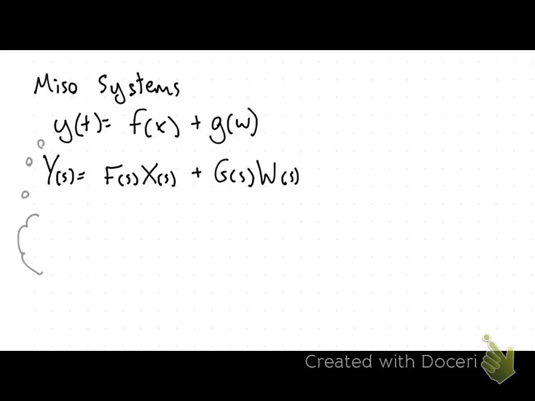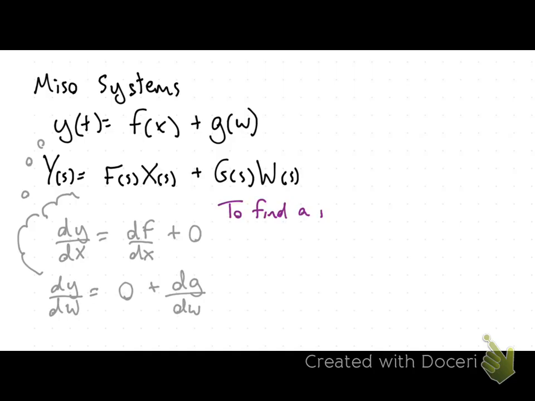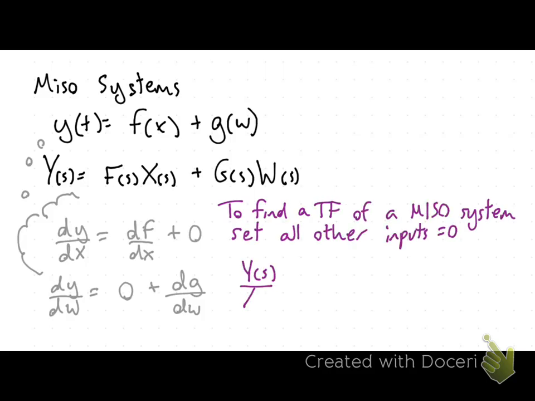Now, the way that we'll do transfer functions is going to be very similar to how we would do a derivative. So if you took the derivative of y with respect to x, you would say that the derivative of f with respect to x is the derivative of f of x, and the derivative of g of w with respect to x is 0, because w is not affected by x, it is independent. So the derivative of y with respect to x would just be equal to df/dx. Similarly, if we took the derivative of y with respect to w, f of x would be 0 because it's seen as a constant from the point of view of w.